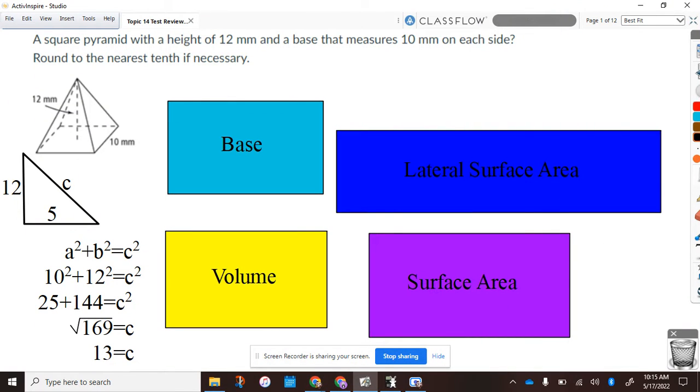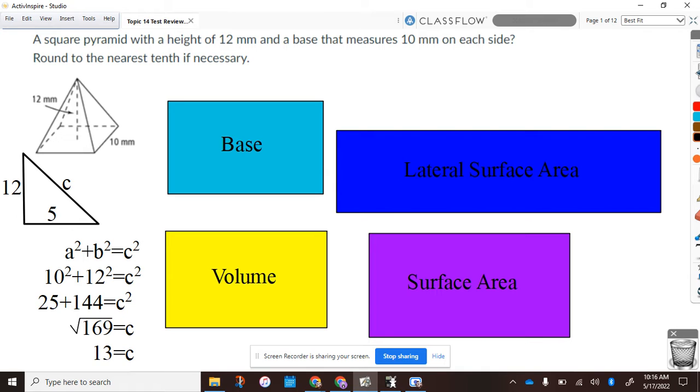All right, everybody, we are looking at the topic 14 test review. The first problem is a square pyramid with a height of 12 millimeters, a base that measures 10 millimeters on each side. On some of the problems, it might say that you've got a slant height of 13. Okay, here is how we know that.